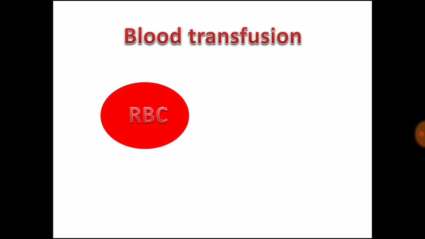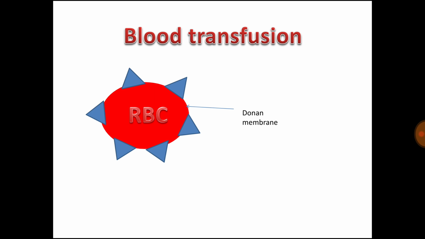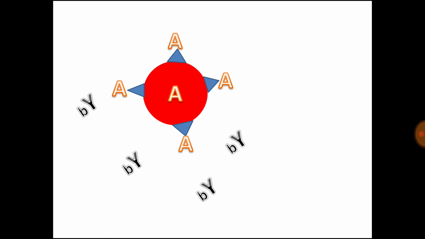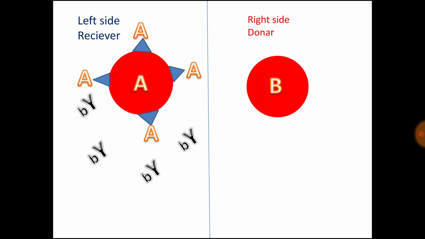In blood transfusion, the donor RBC has a membrane with a protein known as the antigen protein. The A blood group person has antigen A protein, and this is compatible with the opposite kind of antibody, that is antibody B. But in the next slide, I'm showing the donor at the right side and the receiver at the left side.